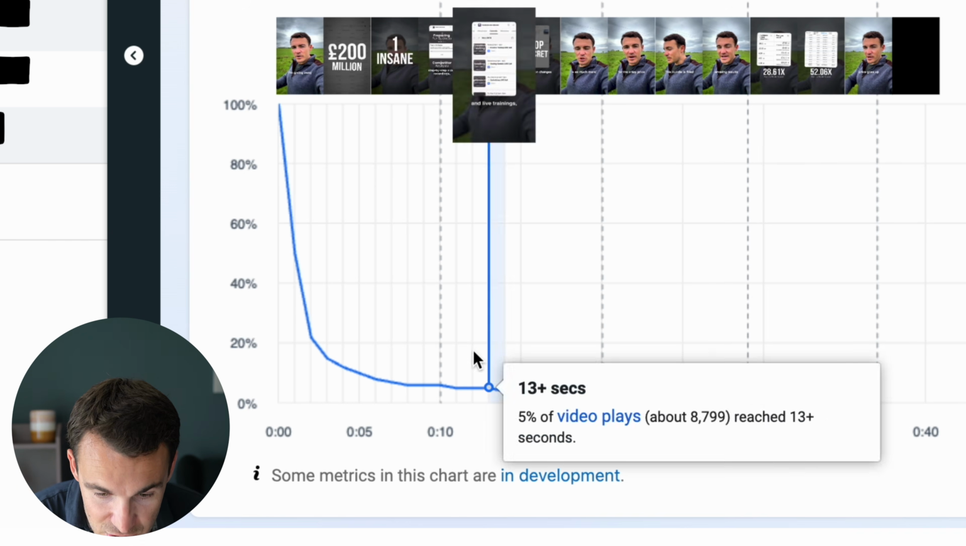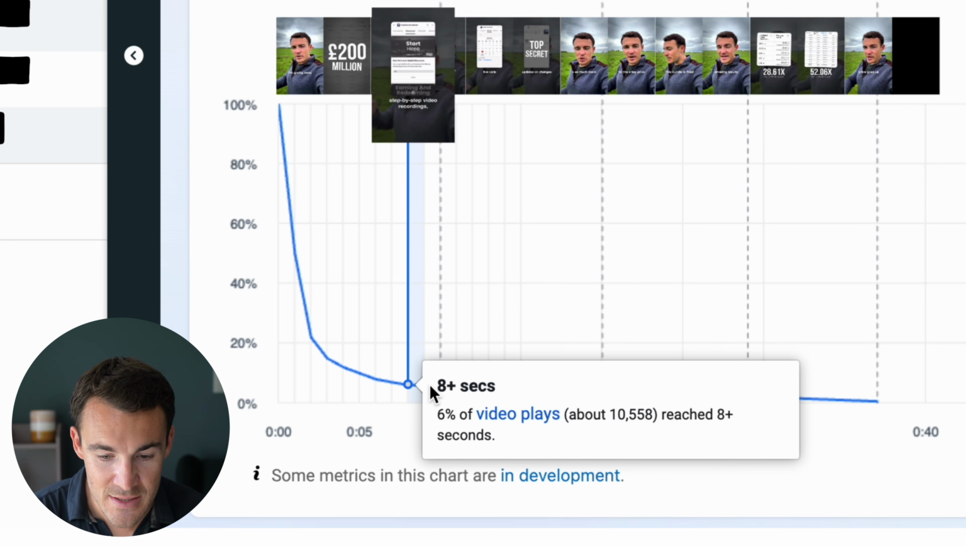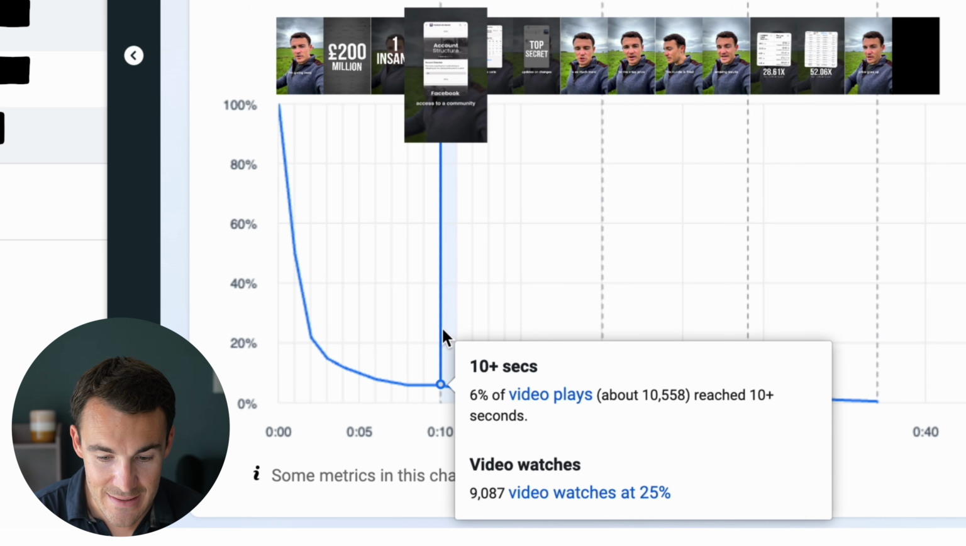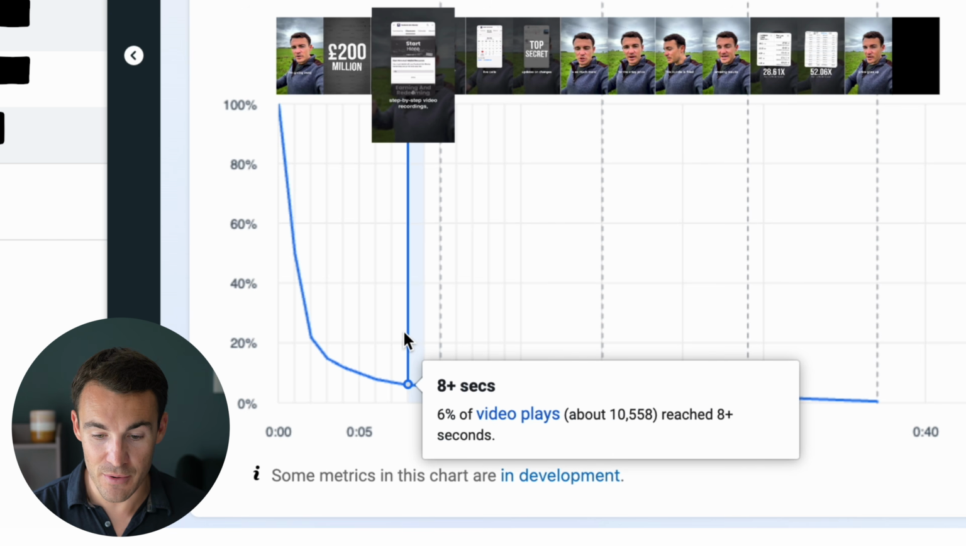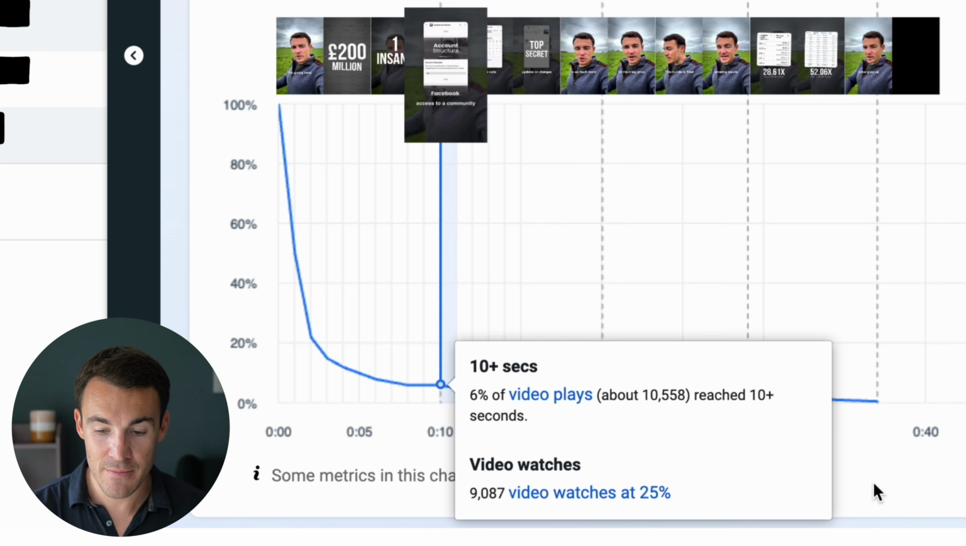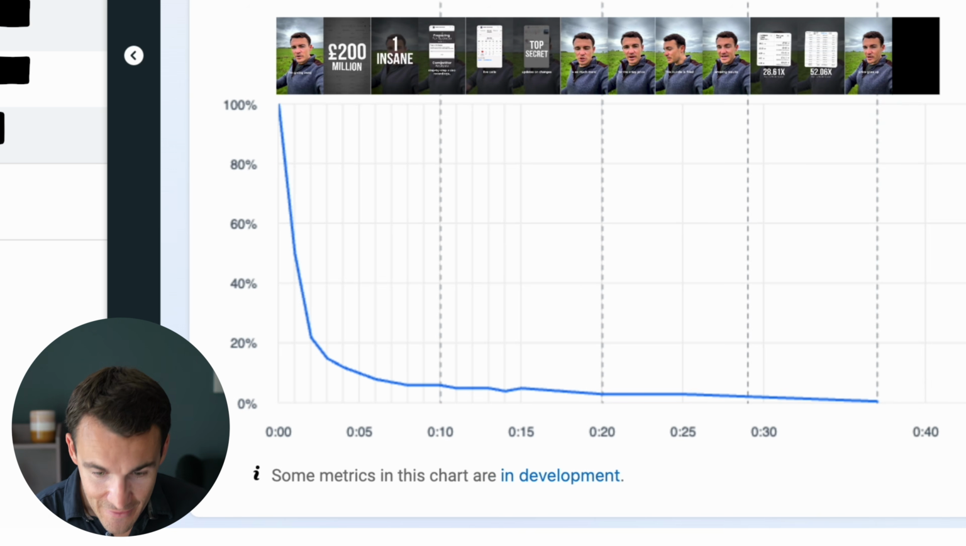Whereas there are other parts that are completely flat. So if you look between 8 seconds and 10 seconds, that's basically completely flat. You can see 6% of people are making it between those time frames. So whatever we've got there is great. People are really liking that. They're sticking around.